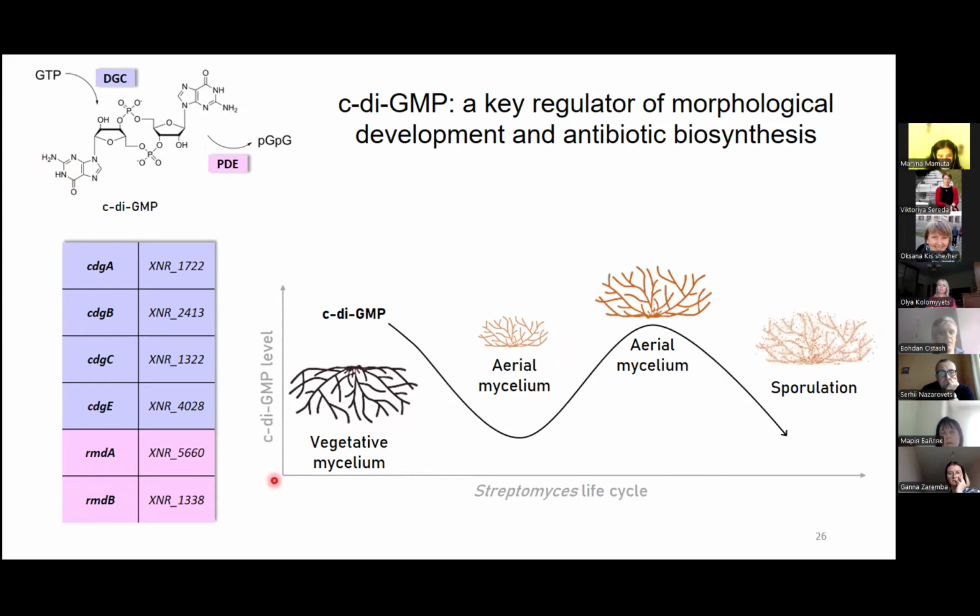So here on the x-axis, you have the time, and here you have the level, the concentration of this secondary messenger. And the concentration of this secondary messenger, called c-di-GMP, follows a wave-like pattern. It goes up and down, and when it's up at a certain time point, cells do not grow to the air, they grow inside of the agar plate. But when it goes down, they start growing up. You have this aerial mycelium, and when you go up, it branches off, it produces spores, and so on.